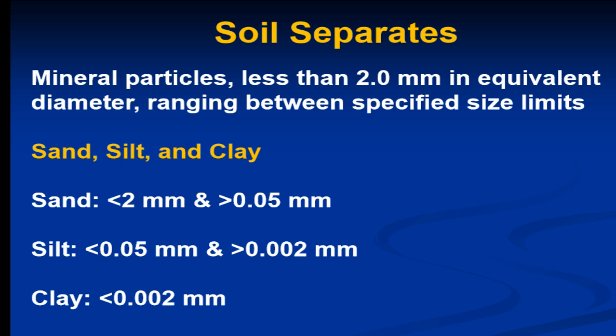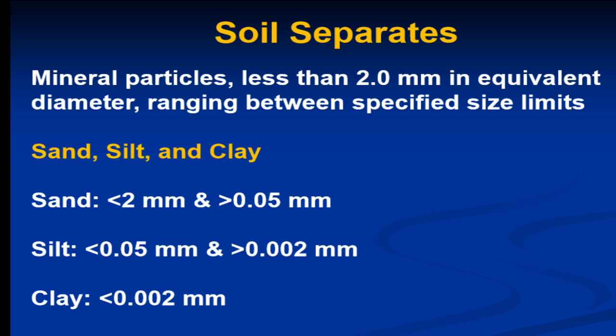Of the three fine earth particles, sand, ranging from 2 millimeters to 0.05 millimeters, is by far the biggest. Silt comes in second, ranging from 0.05 millimeters to 0.002 millimeters. And clay, the smallest, and to me, the most important of the finer particles, ranges from 0.002 millimeters on down.